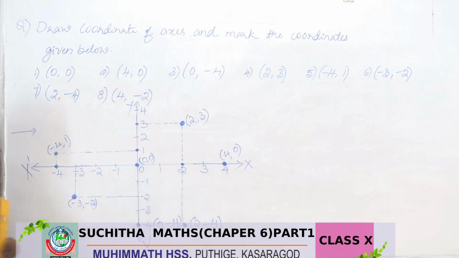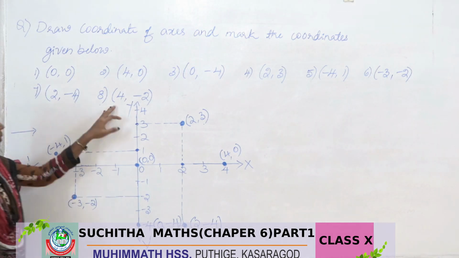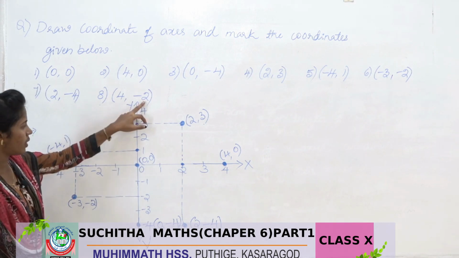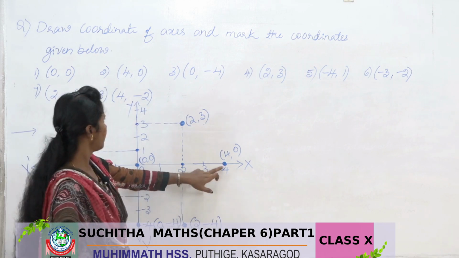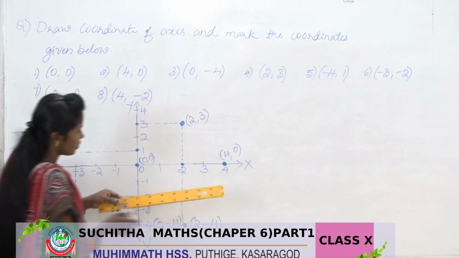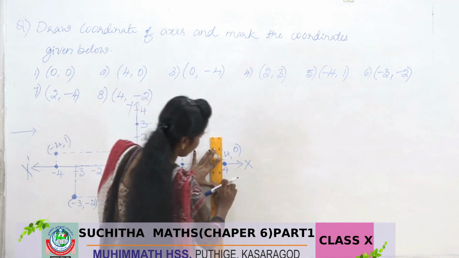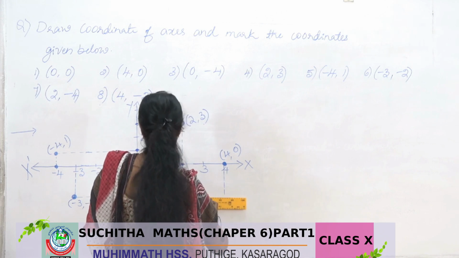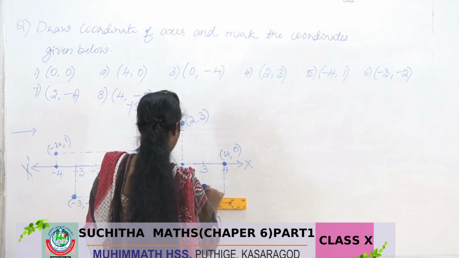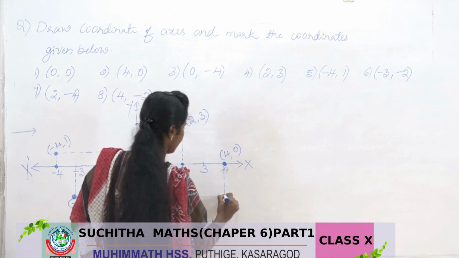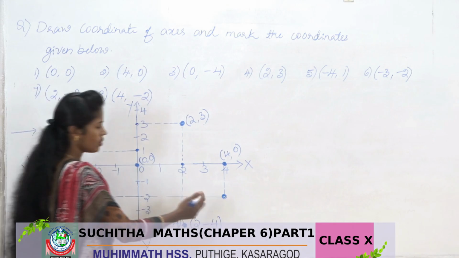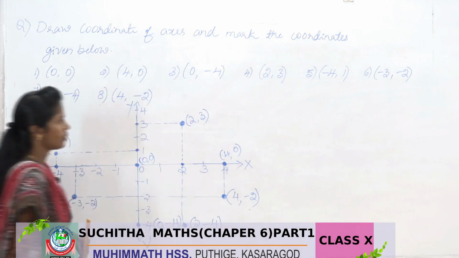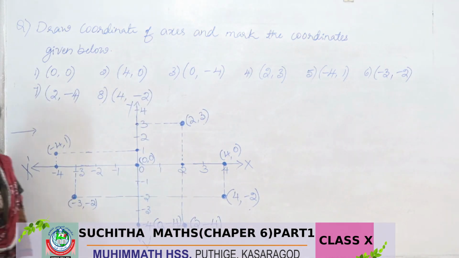Minus 4. Next one, 4 comma minus 2. 4 is x coordinate, minus 2 is y coordinate. So in x coordinate 4 is here, and in y coordinate minus 2 is here. So 4, minus 2. So this point is 4, minus 2. Okay, like this you also draw in your notebook.